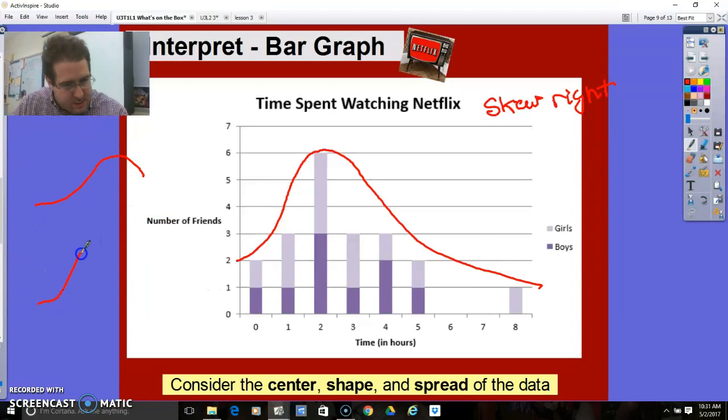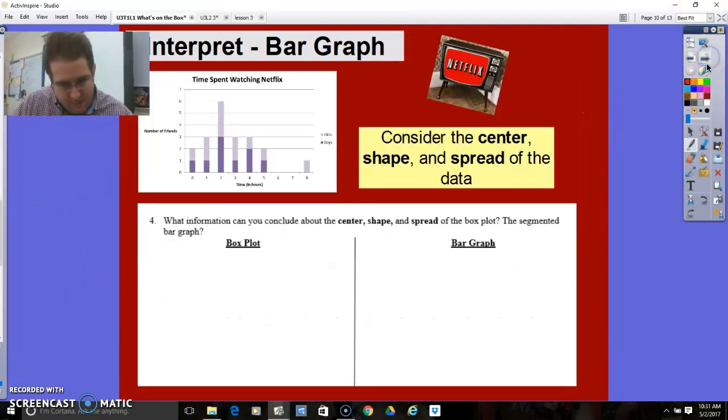Now, if it looks like a bell, like this, where most of the data is in the middle and it's pretty even on both sides, then you call that a normal distribution. So those are the 3 ways that data can be spread apart.